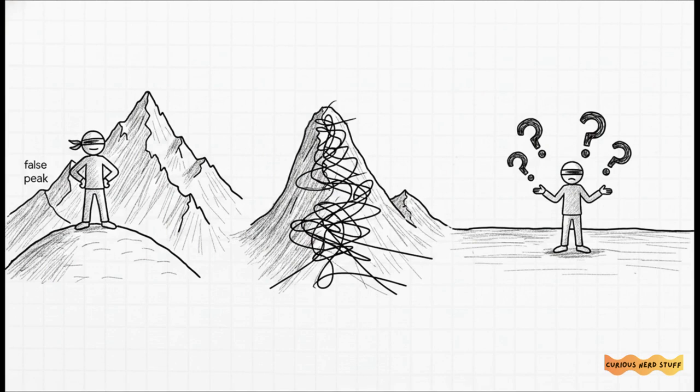"I reached the top of the mountain!" While the true peak towers unseen just a mile away. It just gets completely stuck. Then we have ridges. Think of a sequence of local maxima creating a narrow slope.